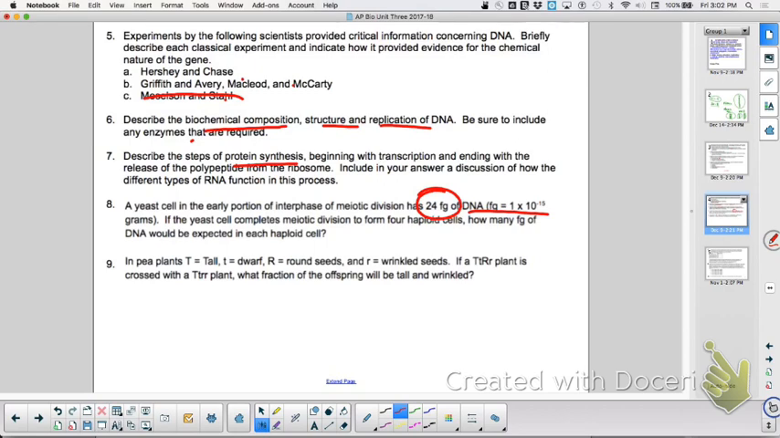Question 6. So for a question like number 6, would you draw the actual diagram of DNA? On the AP exam, they do not expect you to draw anything. Oh, okay. Yeah. Now, it doesn't mean I wouldn't ask you to draw something, but yeah. Any questions on 9? Tall, dwarf, round, wrinkled. If a big T, big R, little r plant is crossed with this plant, what fraction of the offspring will be tall and wrinkled? Do you remember the product law?